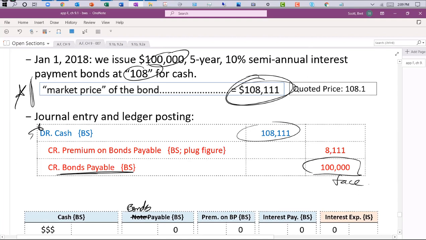Then look at the journal entry and figure out, do I need another debit or do I need another credit? In this case, I need another credit. This becomes your plugged figure. I need another credit of 8,111. What does that represent? In this case, it's the premium on bonds payable.